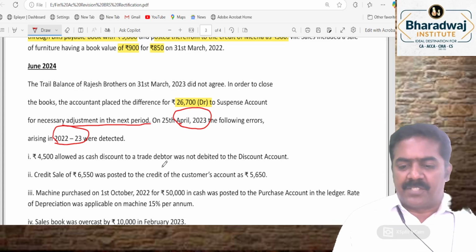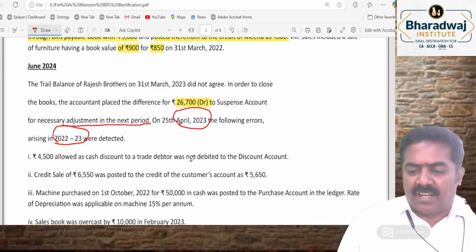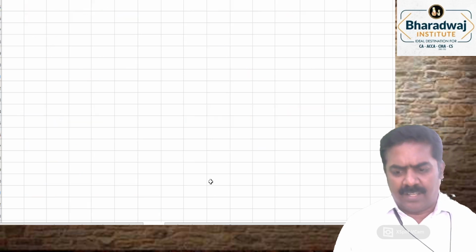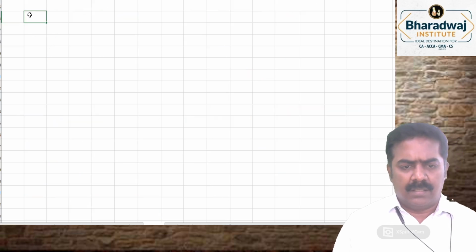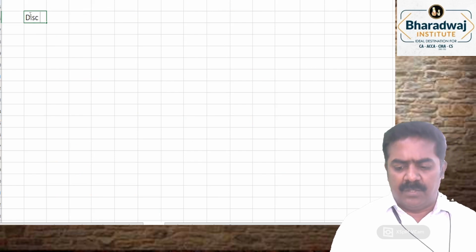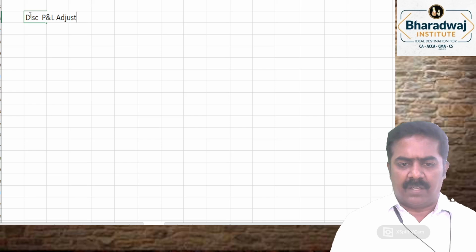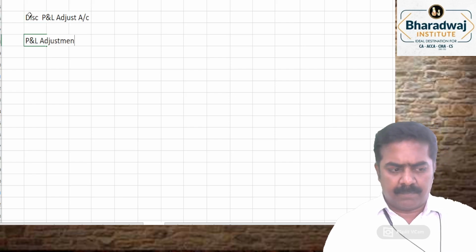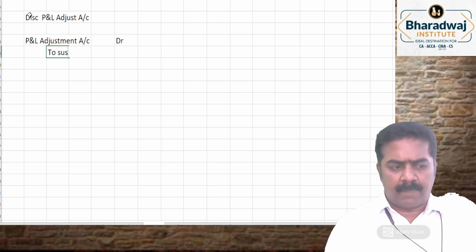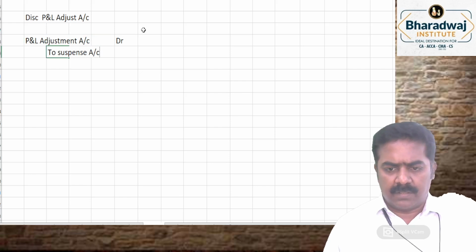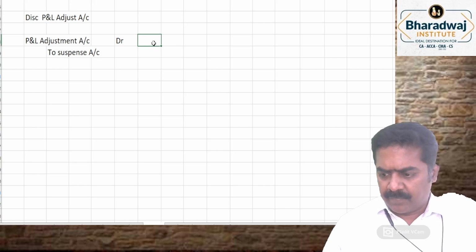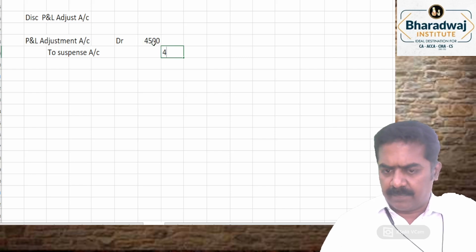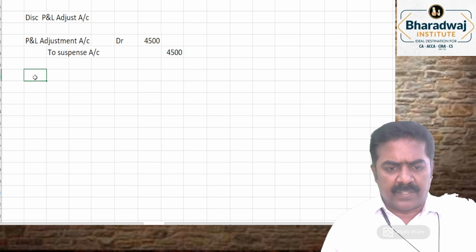4,500 allowed as cash discount was not debited to which account? Discount account. Debited now. Instead of discount, we'll use which account? Profit and loss adjustment account. So journal entry will be profit and loss adjustment account debit, to suspense account, 4,500. 4,500 approved. What is the next one?